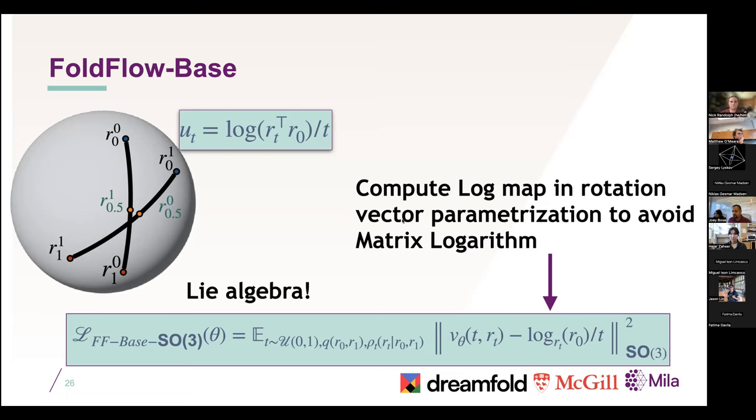So what are the key ideas that we use? We use the log map. We computed the log map using the rotation vector parameterization to avoid the matrix logarithm. We avoided the RT dot computation by looking for a closed form expression of UT. And then we compute this norm, which is the SO3 induced norm. And then you can do this almost in parallel.